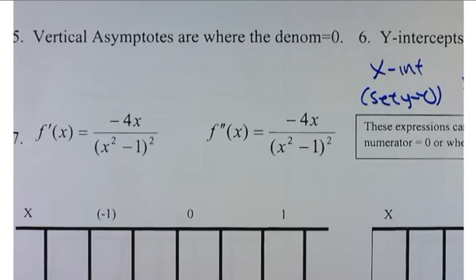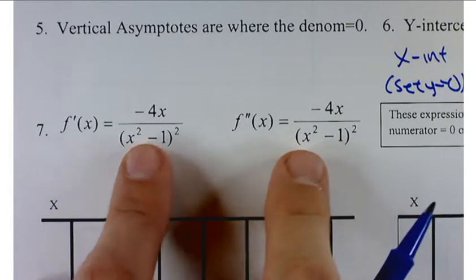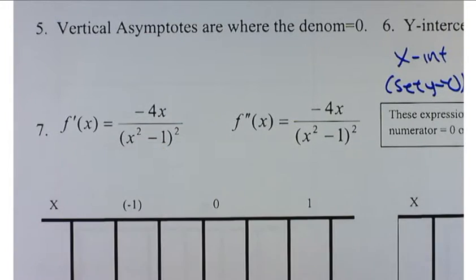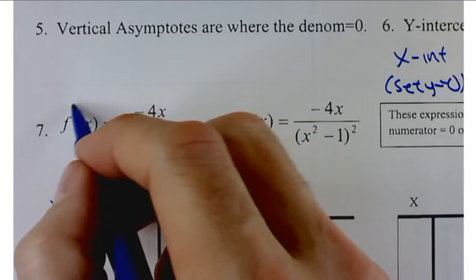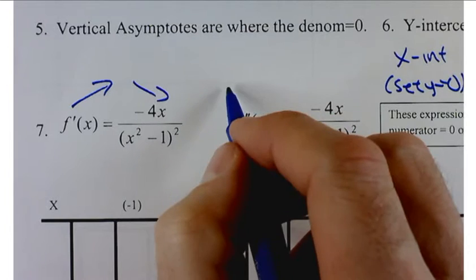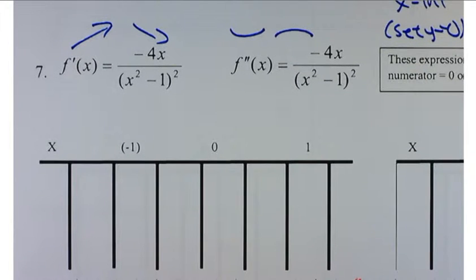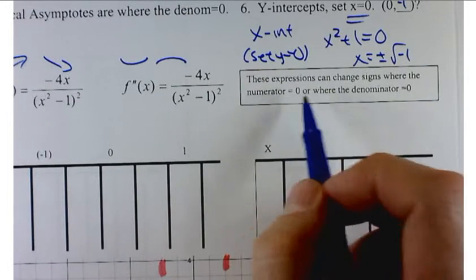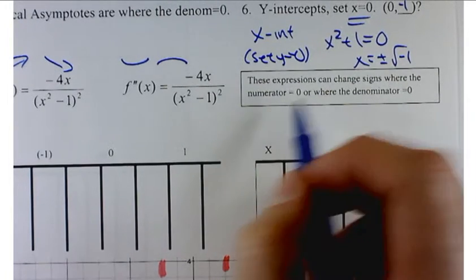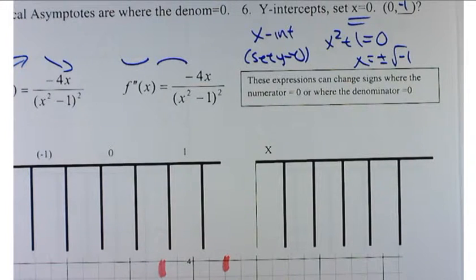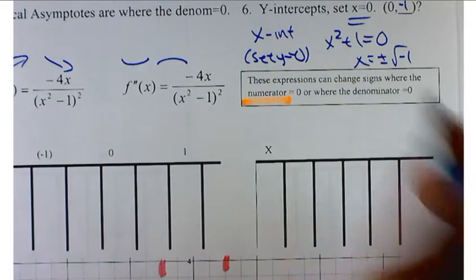In the interest of time here, I'm giving you the first and second derivatives. First and second derivatives tell us what about a function? Increasing, decreasing, concave up and concave down. So with the first derivative, and actually with both of these, I want to know where these expressions can change signs. In other words, where the numerator equals 0, or where the denominator equals 0.